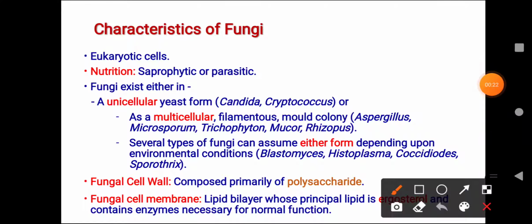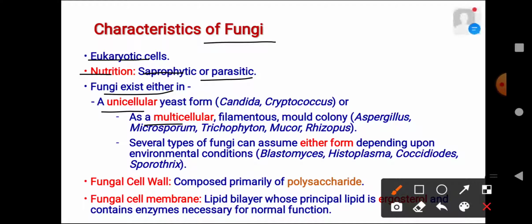Let us look at the characteristic features of the fungi. These are eukaryotic cells, and their nutrition is either saprophytic or parasitic. Fungi exist either in unicellular or multicellular form. The unicellular form of the fungi is called yeast, with examples such as Candida and Cryptococcus. And examples for the multicellular are Aspergillus and Microsporum.